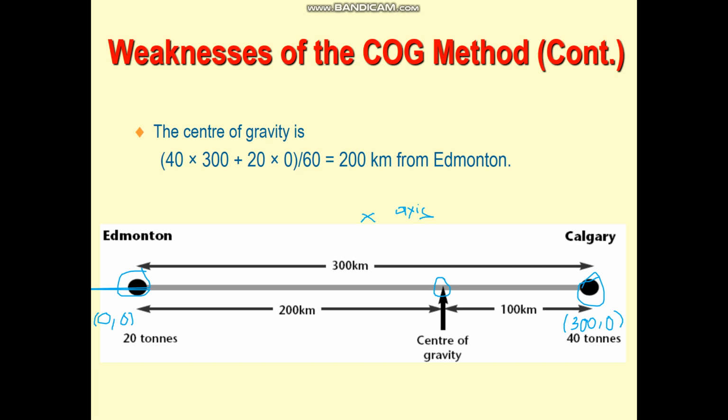So using the center of gravity, we will calculate with the weight, the expected demand. From Calgary it is 40 times 300 plus 20 times 0, and divide by the total expected demand, that is 20 plus 40. So we have 200 kilometers from Edmonton. So we can determine the new facility is located here, 200 kilometers from Edmonton and 100 kilometers away from Calgary.